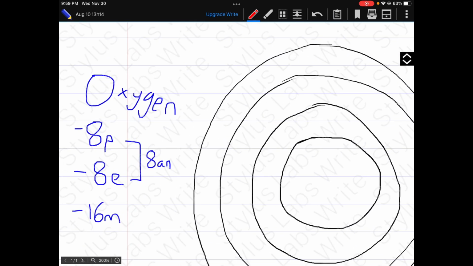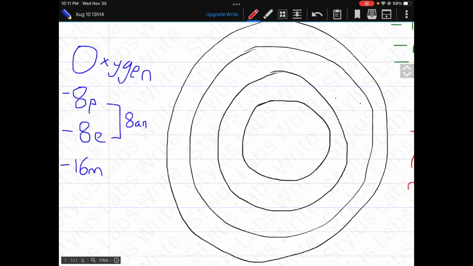I have prepared, let's say, an atom of oxygen. Just by looking at the periodic table, we can tell that oxygen has an atomic number of 8 and an atomic mass of 16. From the atomic number, you can immediately find out the number of protons and electrons that you have. For example, this oxygen has an atomic number of 8. Therefore, it will have 8 protons and 8 electrons.